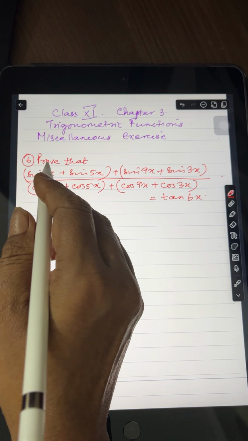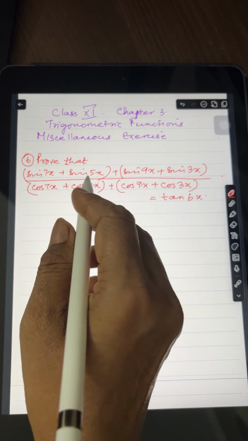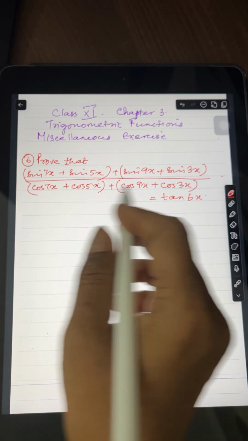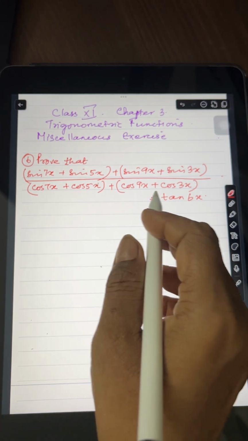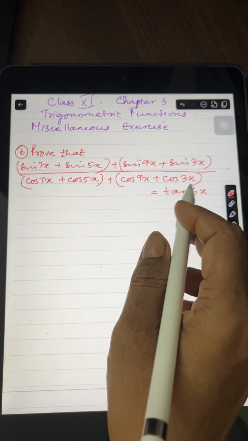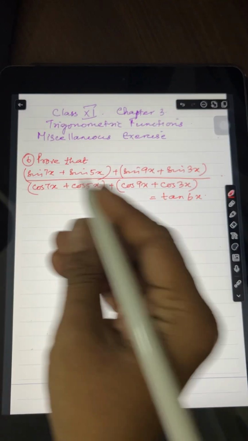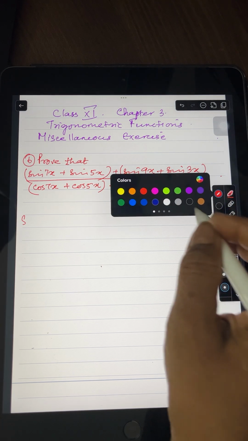Now what he is asking is: prove that (sine 7x plus sine 5x plus sine 9x plus sine 3x) by (cos 7x plus cos 5x plus cos 9x plus cos 3x) is equal to tan 6x. Now you will have to take LHS. So solution, I'll take the solution.